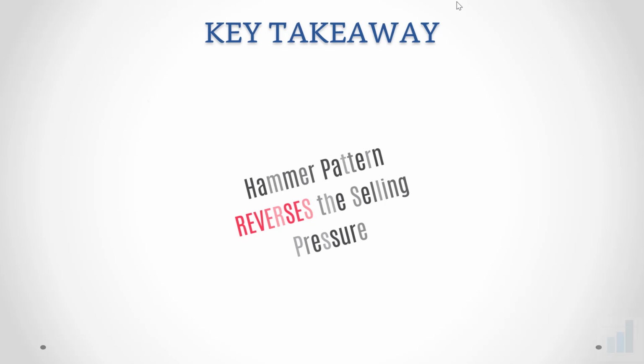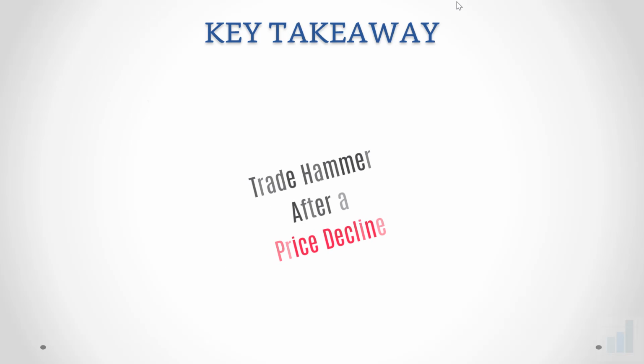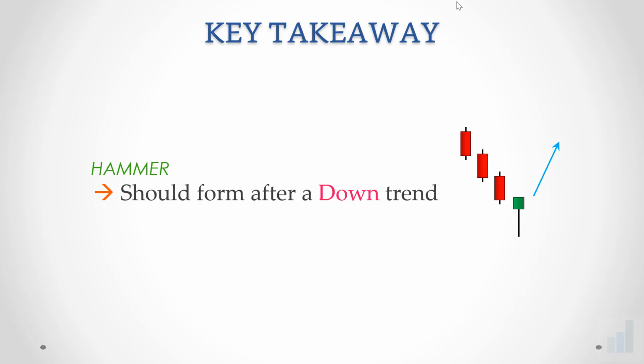We saw that the hammer pattern reverses any selling pressure. What this means is that the buyers are taking advantage of the lower prices and begin to initiate their new long positions on a stock. So, the ideal condition to trade a hammer is after a price decline. Meaning, when you buy on a hammer candle pattern, you must make sure that the hammer is formed after a downtrend. This is very important because the hammer is a downtrend reversal pattern, and when you see a hammer after an uptrend, you don't really trade that hammer because it has a very low chance of succeeding.